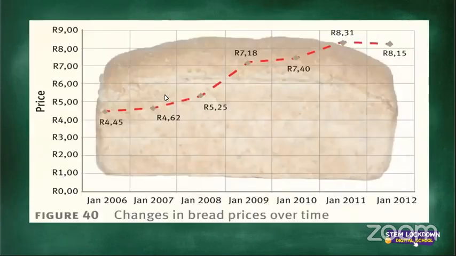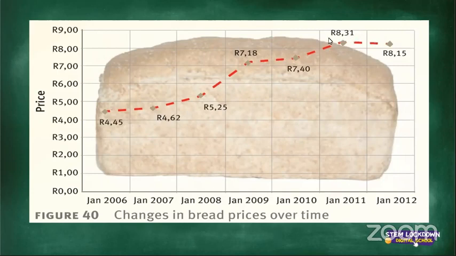So look at this graph here. We're looking at the changes in bread prices over time. This is taken from the Via Africa Mathematical Literacy textbook, as I've always been mentioning. I put the references in the last slide where I tell you about the helpful links. In January 2006, bread cost R4.45. January 2007, it cost R4.62. In January 2008, it cost R5.25. 2009, R7.18. 2010, R7.40. 2011, R8.31. And then in 2012, it went to R8.15. So you see, the bread price has been increasing.